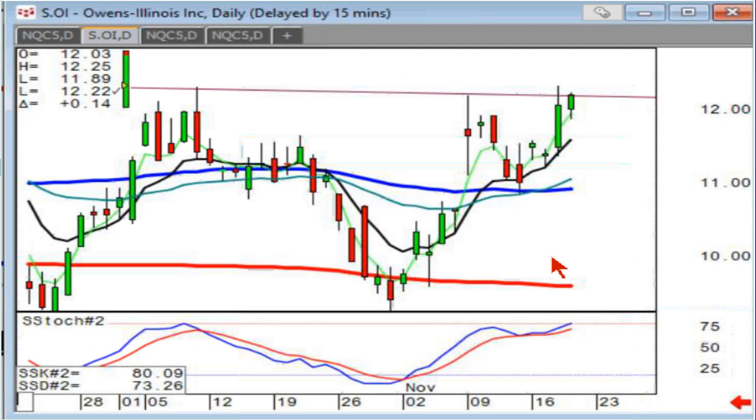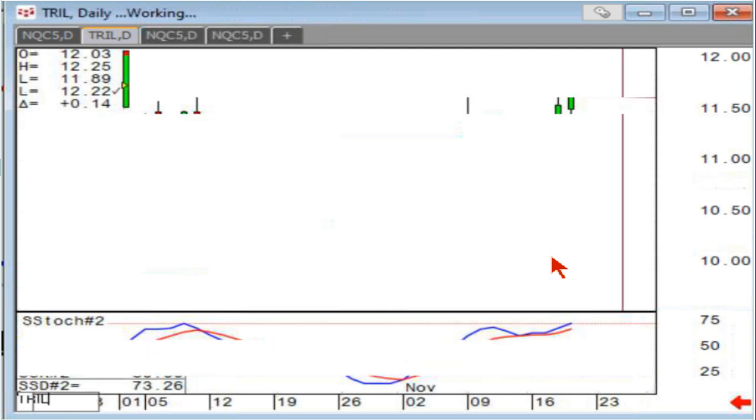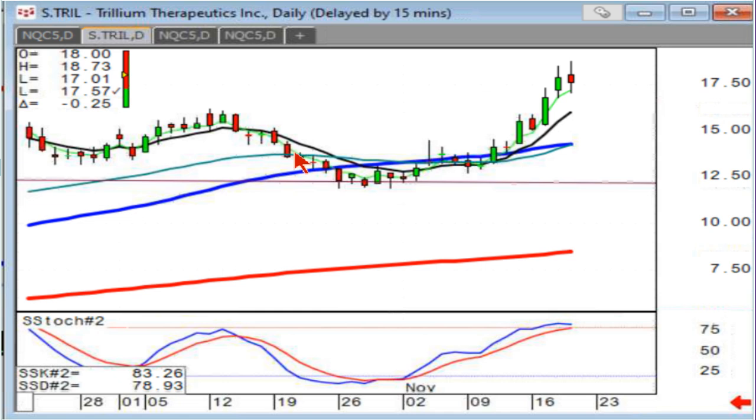Once they break out, then you don't have any idea how hard and how fast they might take up that next move. Trill, same scenario. There's your fry pan bottom. There's your doji sandwich up through the 50. So you've got this big fry pan bottom coming off the 50. You just stay long.